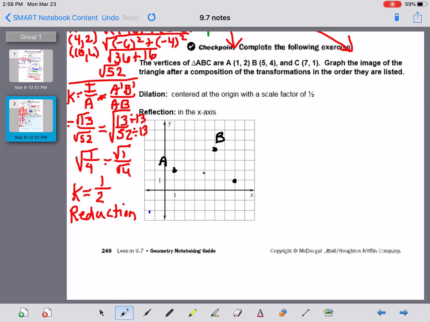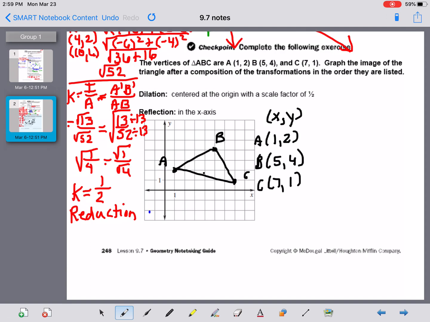And we're going to join those points together for our original figure. I'm also going to list my xy's. So A was at 1, 2. B is at 5, 4. And C at 7, 1.